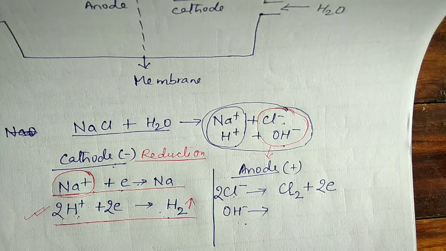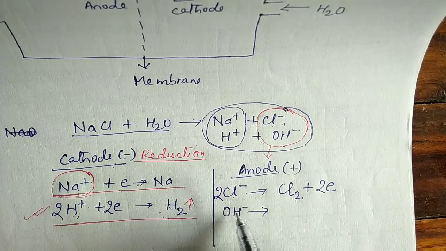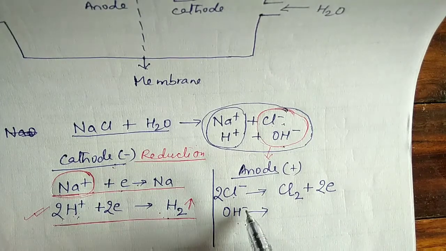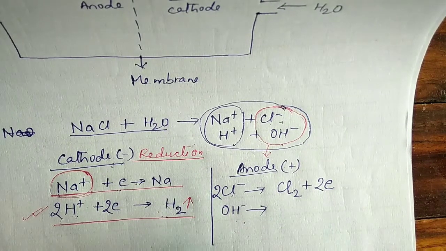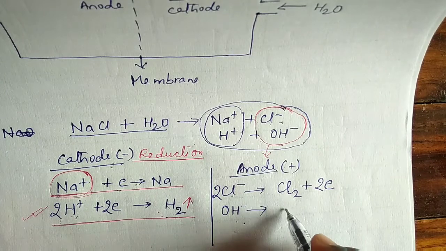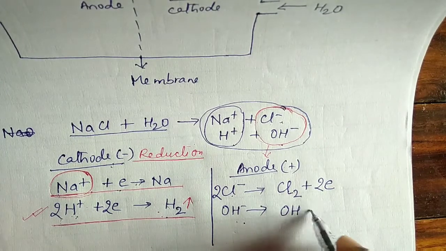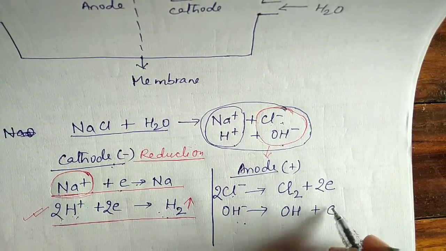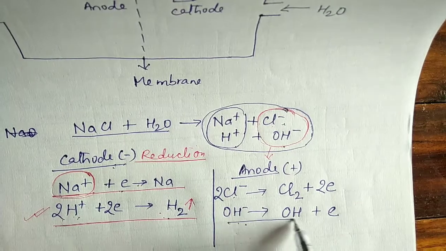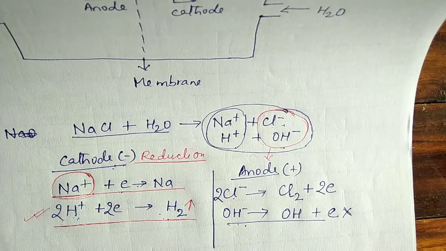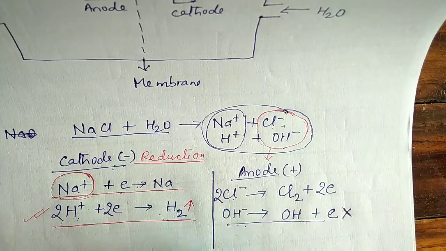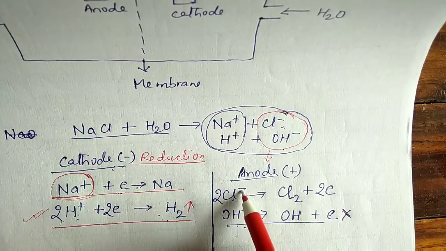Now we have hydroxide ion. You can see that OH minus will again lose an electron, so it will form OH and an electron. But this reaction does not take place, as I told you, because the winner was chloride ion.